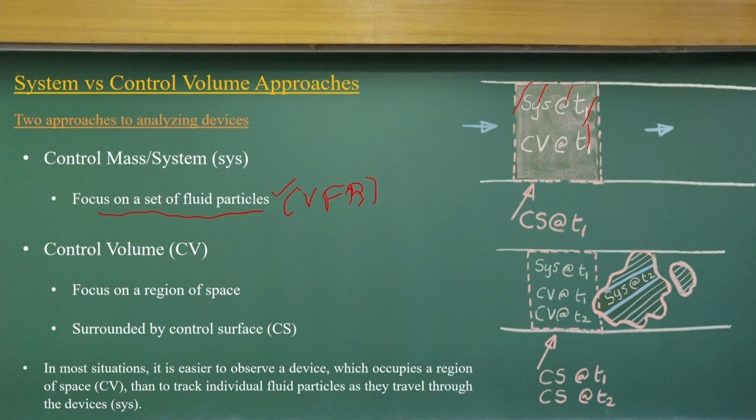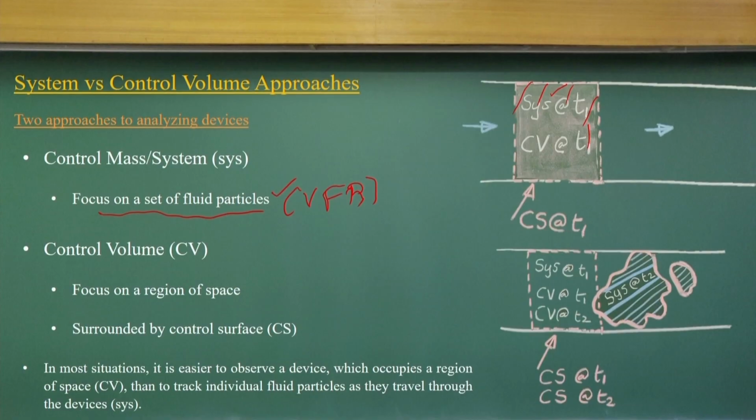That means we define n number of virtual fluid balls as a system, and as they are in motion, they change positions, they change velocity vectors, they change pressure vectors. Okay. So, that means a system is a collection of n number of virtual fluid balls, or the other way around, a set of fluid particles. That is what we define. But when you talk about the control volume, we talk about a region of space.